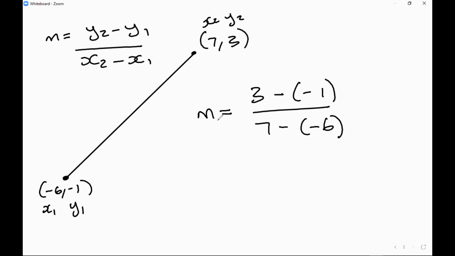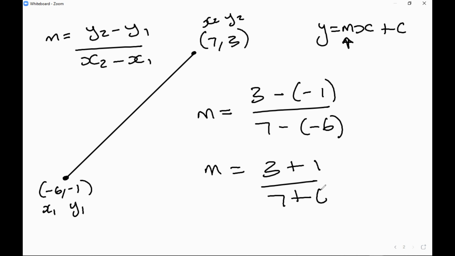I'm going to call it m. We usually use m because it forms part of the equation y equals mx plus c. That's where this number would go. So the m for this is going to be 3 plus 1 over 7 plus 6. And that comes to 4 over 13 for the m value.